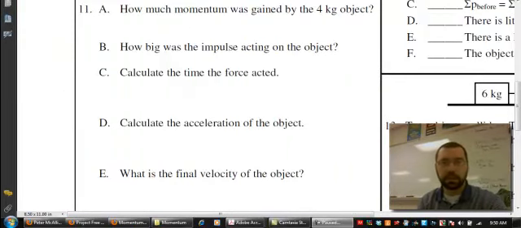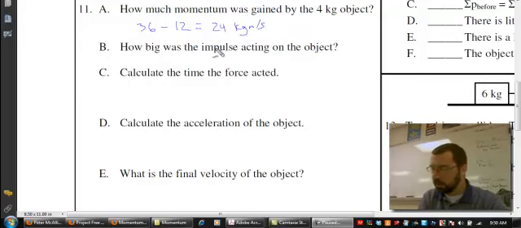Okay, so number 11, we want to find out how much momentum was gained by the 4 kilogram object, which I have actually put off the screen, but you can see it there. For the first object, the momentum is 36. After the collision, or after the application of force, momentum was actually before it was 12. Afterwards, it was 36. So that's a difference of 24 kilogram meters per second. So that would be that.